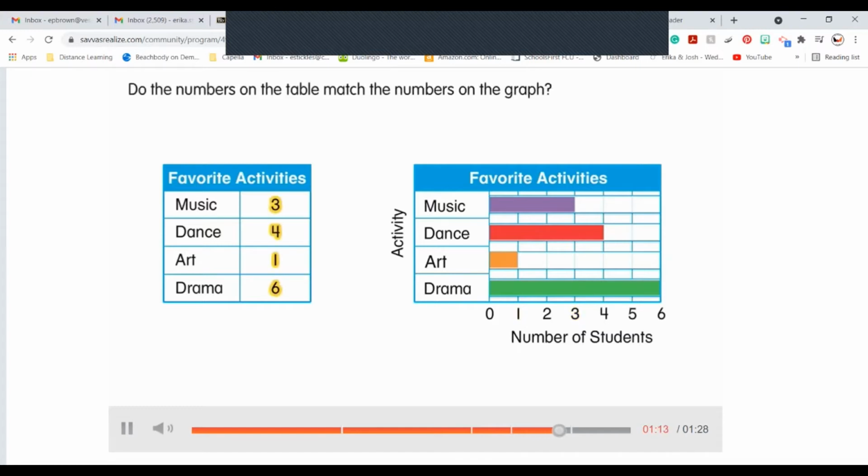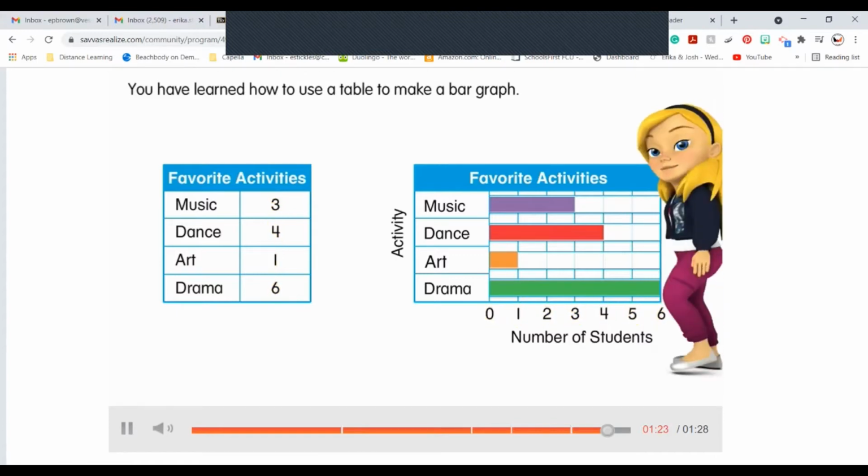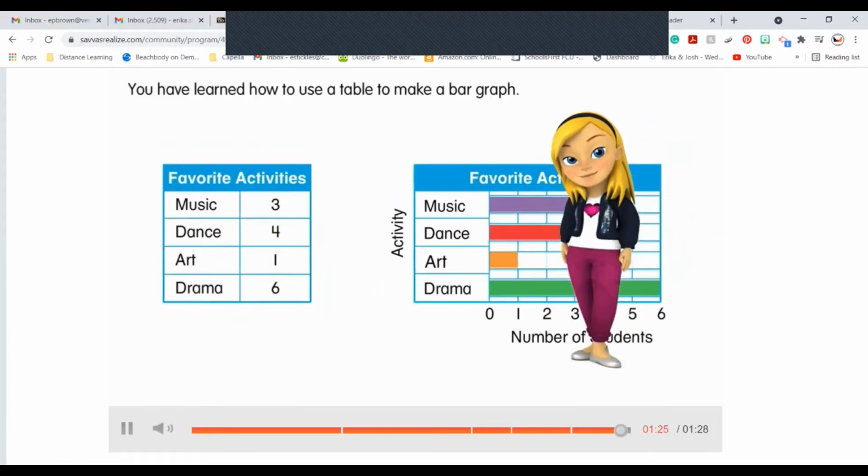Do the numbers on the table match the numbers on the graph? Yes, they do. There's 3 for music, 4 for dance, 1 for art, and 6 for drama. Same on the table and same on the bar graph. Yes, the numbers on the table and graph do match. You have learned how to use a table to make a bar graph.